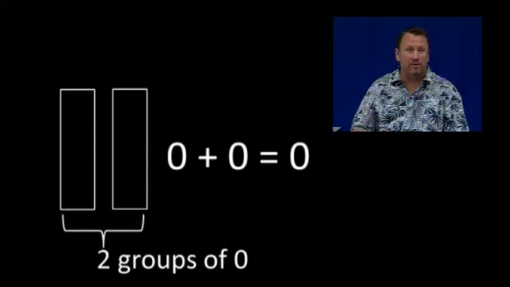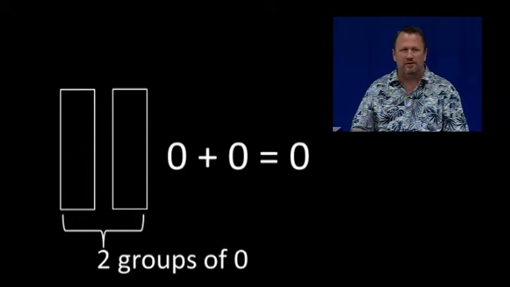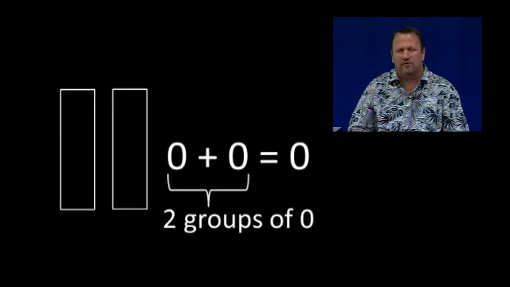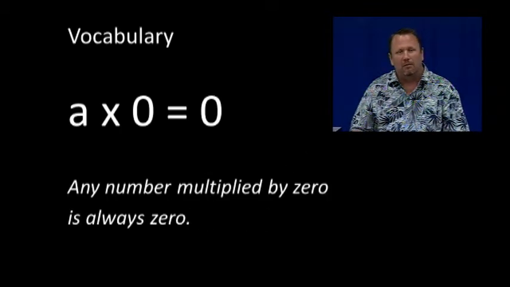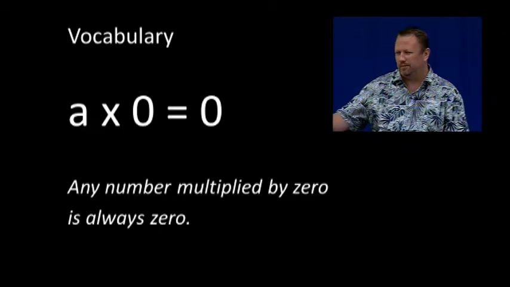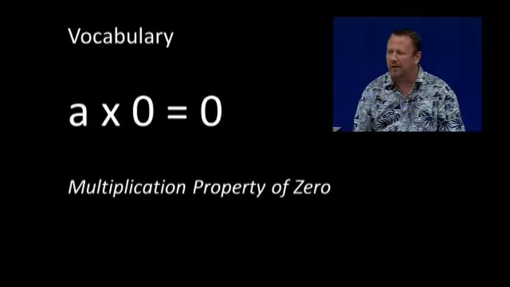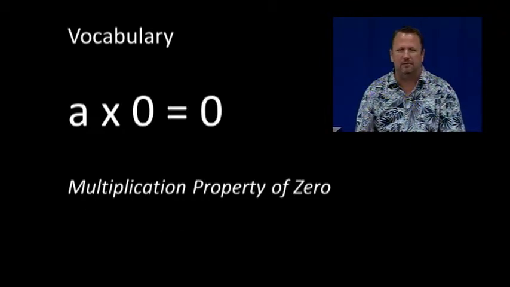Here are 2 groups of 0. 0 plus 0 is equal to 0. We have 2 groups of 0, so we can write that as 2 times 0, and 2 times 0 is equal to 0. Any number multiplied by 0 is always equal to 0. This is called the multiplication property of 0.